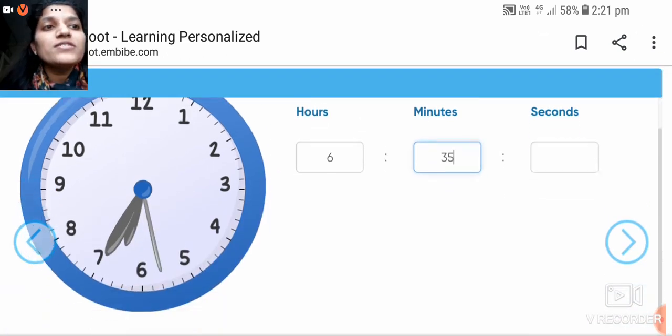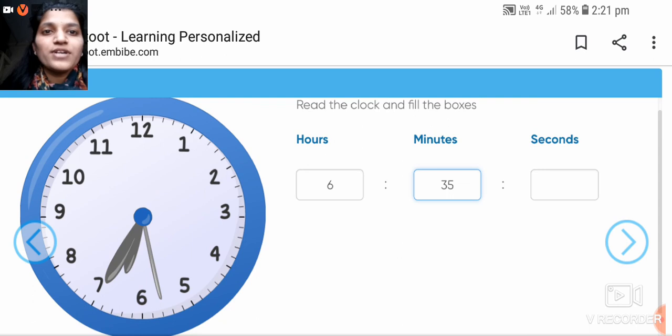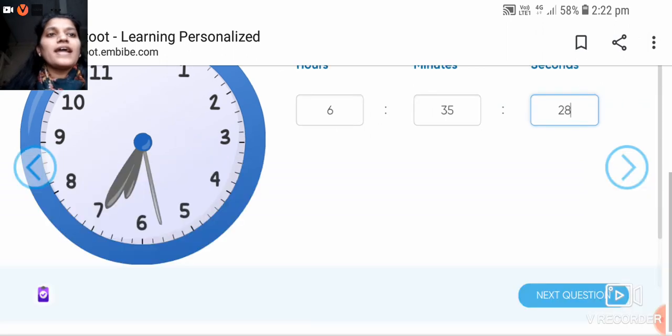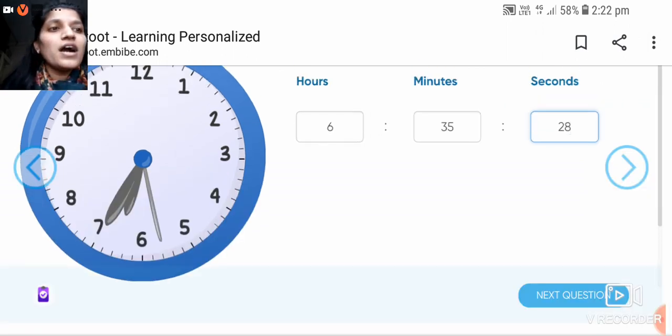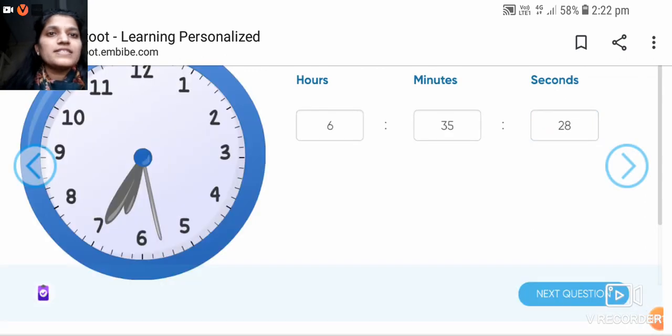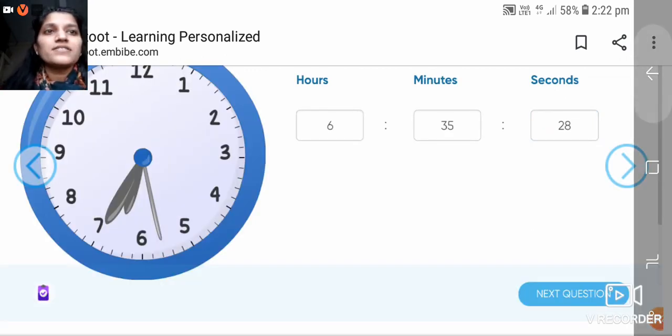And now students, seconds, so we have to write seconds. Here we can see that second hand is there after 5 on the third line. That means we know that when second hand comes on 5, it completes 25 seconds, and 25 plus 3 is 28. So here we are going to write 28 seconds, and now we are going to check the answer. So let's check the answer now. Yes, next question appears, that means our answer is correct.